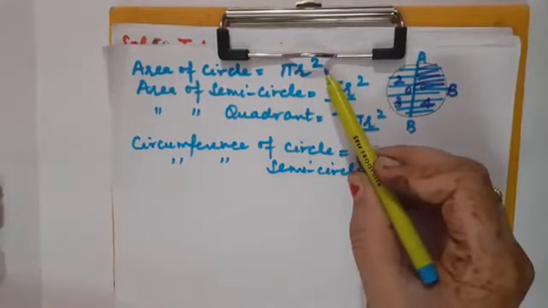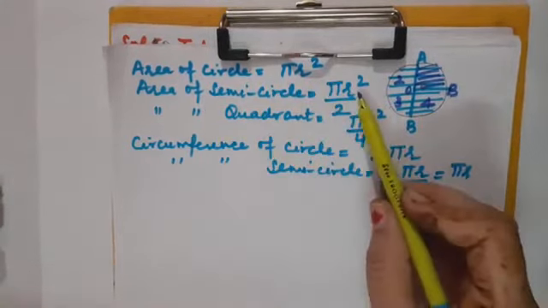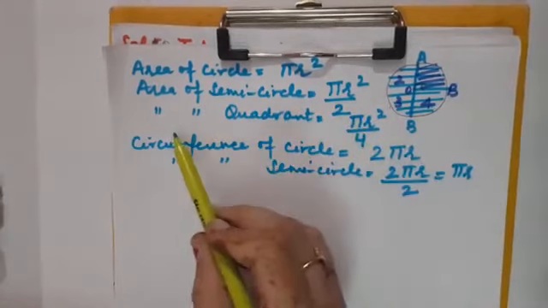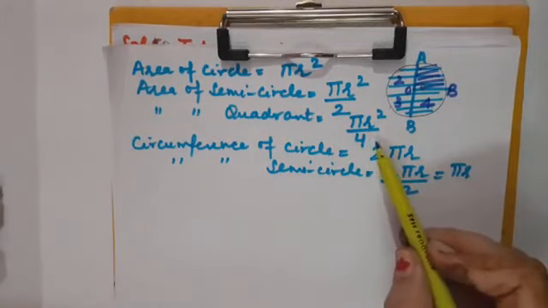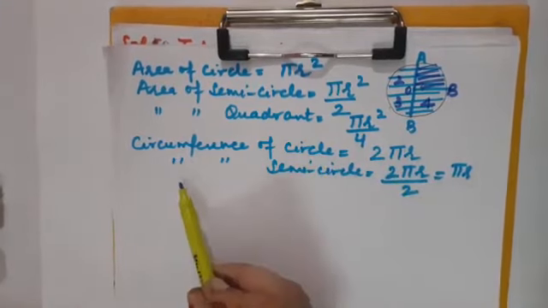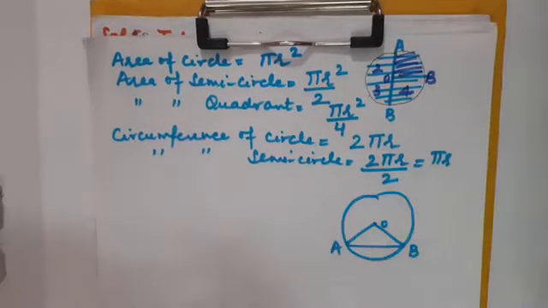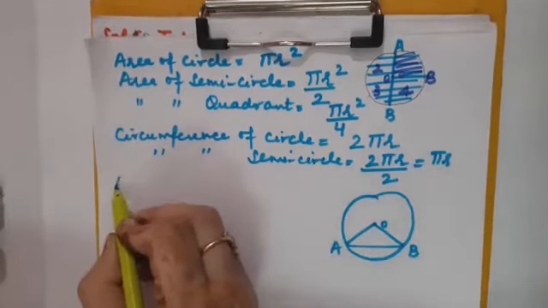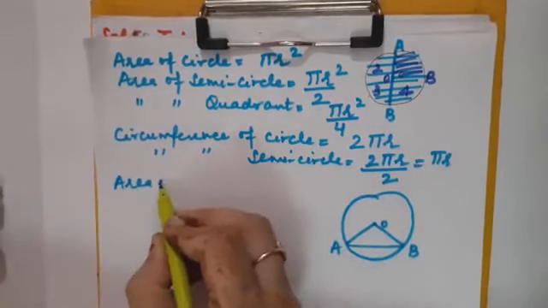So let us revise the formulas once again. Area of circle is pi r square. Area of semicircle, pi r square by 2. Area of quadrant, pi r square by 4. Circumference of the circle is 2 pi r. Circumference of the semicircle is pi r. Clear? Now children, let us understand the new concept, how to calculate the area of a sector.